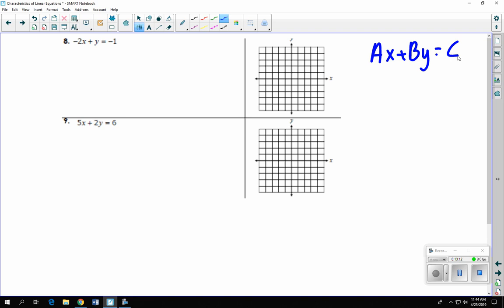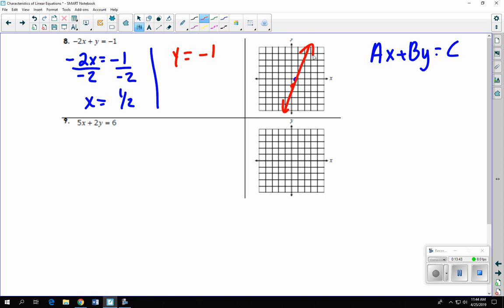So for me to find my x-intercept, I am actually going to just cover my y. So I'm going to have negative 2x equal to negative 1. And I'm going to just solve for x. So I'm going to divide by negative 2. X will equal 1/2. And on my x-axis, I'm going to put a dot at my 1/2. To find my y-intercept, I'm just going to say y is equal to negative 1. And that's pretty easy. I go to negative 1, put a dot, and there is my line.